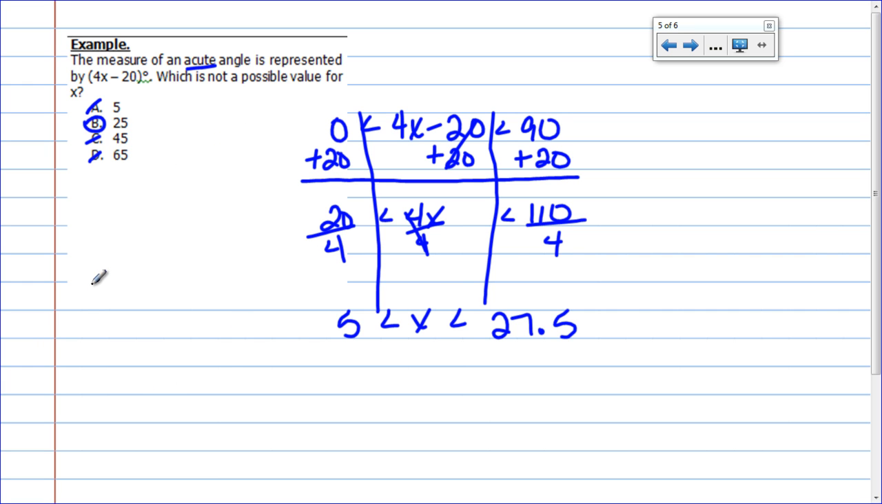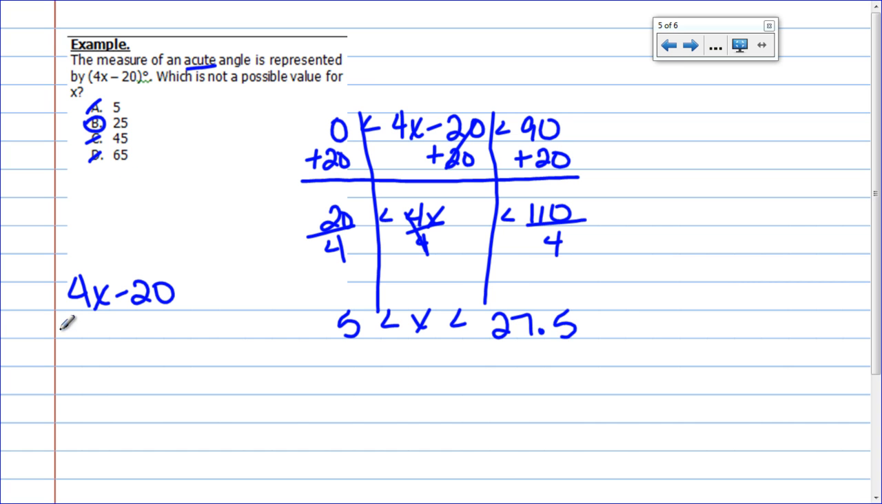So I know that this 4x minus 20, this is the second method, has to be a number between 0 and 90 because it's an acute angle. So it tells me that's what I need to know. It has to be less than 90 degrees. So if I plug in my values here into this equation until I get the one that works, then I'll know which one it is.